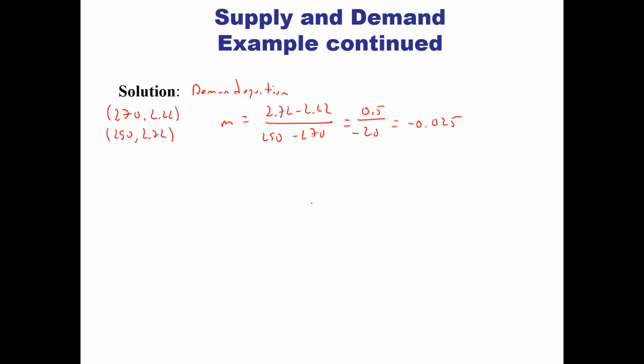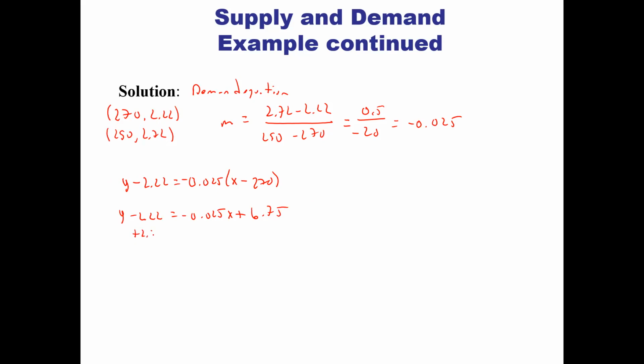And so that's our slope. Once again, it doesn't matter. Let's use the first one. So we're going to have y minus y1, which is 2.22, equals slope, which was negative 0.025 times x minus 270. And so we distribute, so y minus 2.22 equals negative 0.025x plus, and if we take that times 270, that's going to be 6.75.